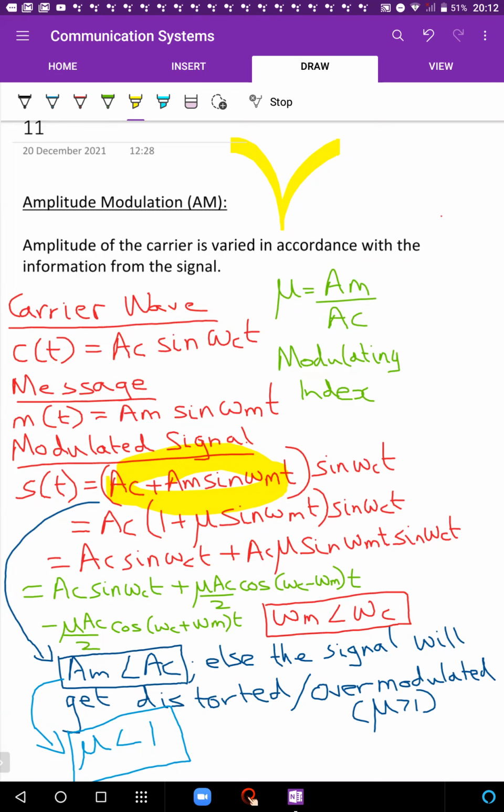Okay? So for it to never become lesser than 0, AM should be lesser than AC. So we'll pick a carrier. We'll make the amplitude of a carrier wave sufficiently big so that that term never becomes 0. Okay?